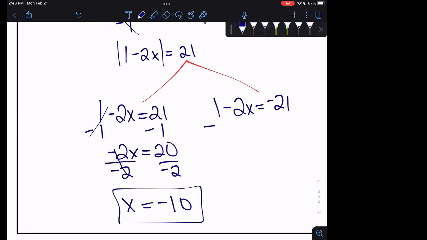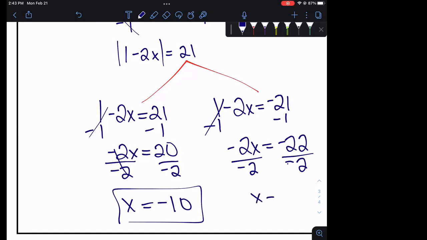For the second one, again, we're going to start off by subtracting 1 from both sides. We're going to have negative 2x equals negative 22. We're going to divide both sides by negative 2 to get x equals positive 11.